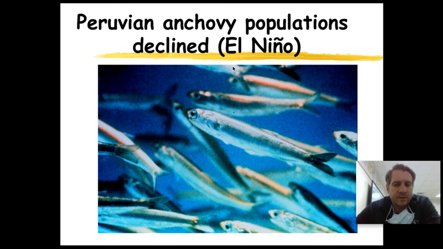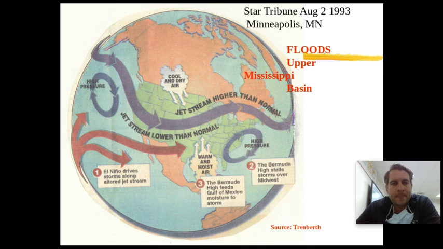With El Nino, when you have the warm water, you have fewer nutrients. The anchovy population, which is one of the bases of the food chain along the Peru coast, goes down. So now you're impacting the fishing industry down there.